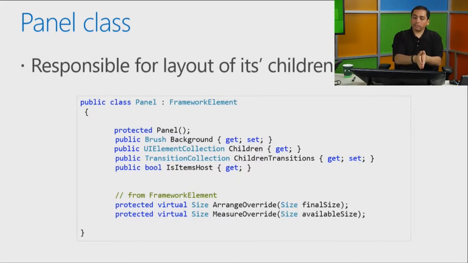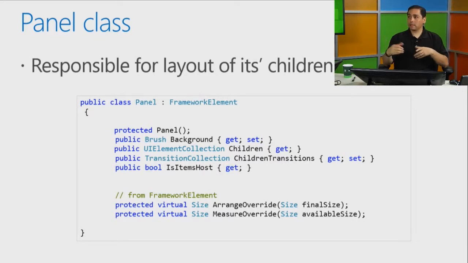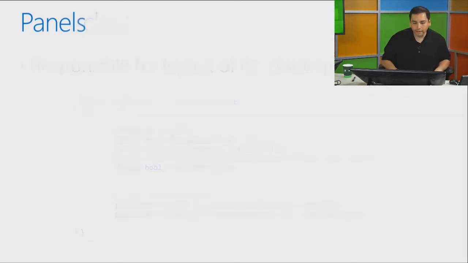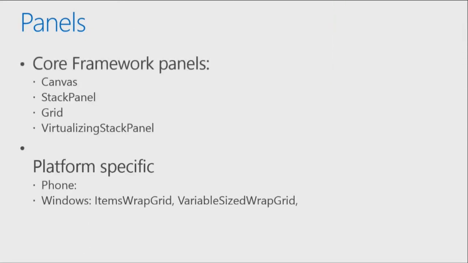That's what it is. So when you look at panel, I've got it right here on the screen, the more interesting properties. It does have a background, because we want to lay out. And remember, it's interesting because hit testing only happens if you have a background. So if you want a panel to be transparent, but you want to hit test against it, just put a transparent brush. And then it has a children collection. You see right there, it's a UI element collection. And then it can also have transitions. But the main thing you're looking at here is that children collection, and then the arrange and the measure override. I'm going to show you some custom panels at the end of this session, so you can see a little bit of that.